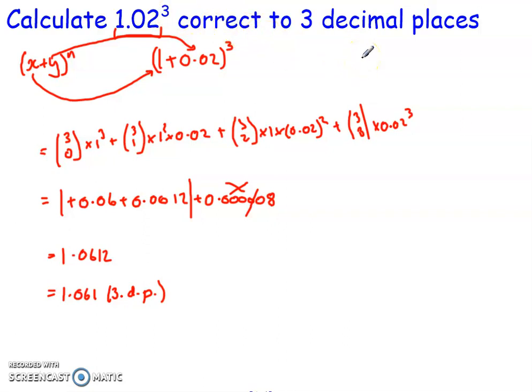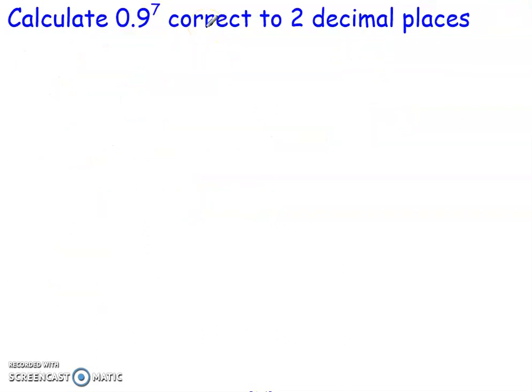Now that's if it's bigger than 1. What though if it's less than 1? What about if it's a value that's 0 point something? Let's imagine I want to calculate 0.9 to the power of 7 correct to 2 decimal places. I've got to think how I'd approach this one.